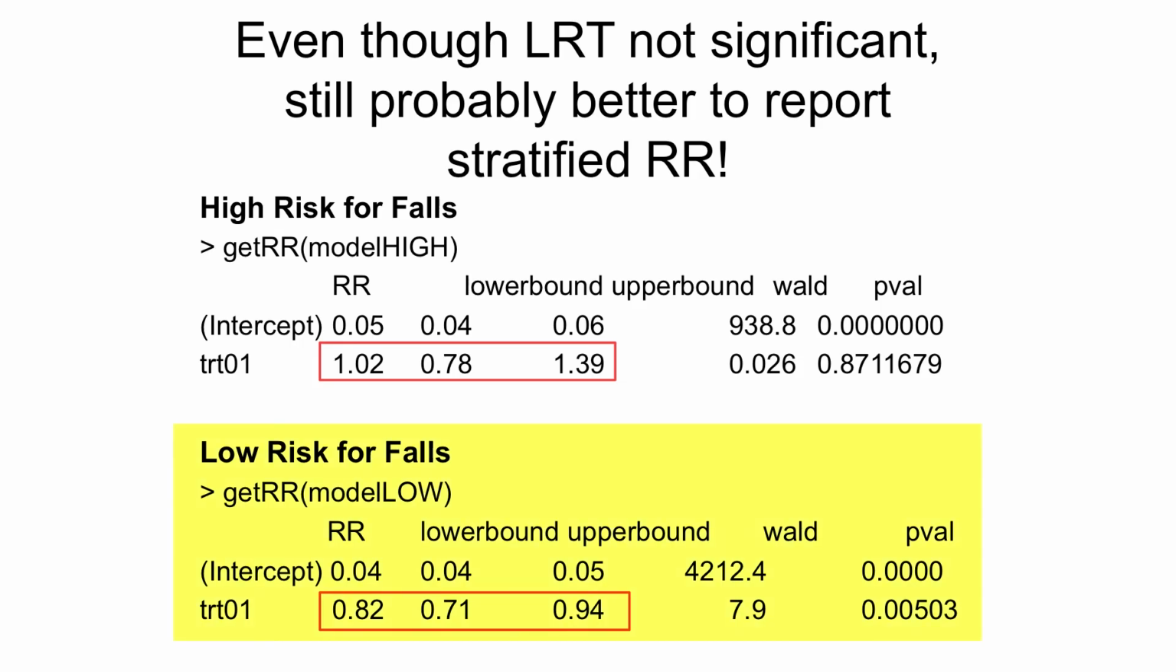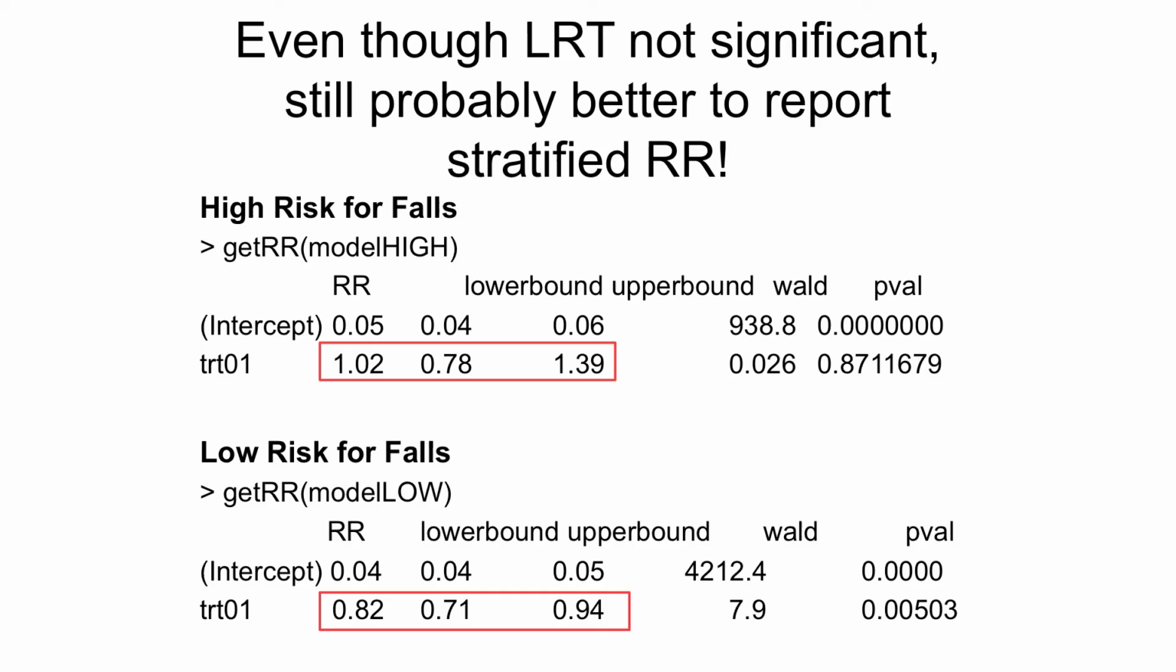Among those in the low-risk group, treatment is associated with a significant decrease in the fracture rate compared to the control group, because the rate ratio is below 1 and its confidence interval does not include 1. However, among those in the high-risk group, there is no significant difference in the fracture rate for those who receive the treatment compared to the controls. So the conclusions we draw about the effect of treatment for each of these two groups are quite different.